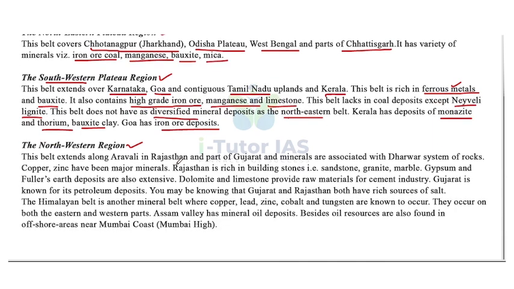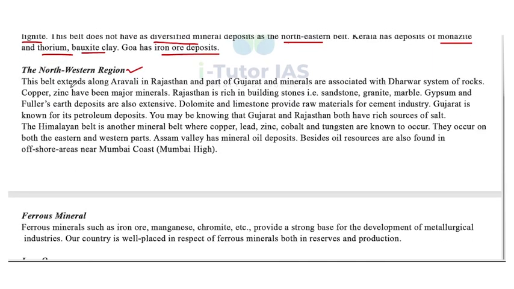Now the third one is the northwestern region. This belt extends along Aravalli in Rajasthan and part of Gujarat, and minerals are associated with the Dharwar system of rocks. Copper and zinc are the major minerals. Rajasthan is rich in building stones such as sandstone, granite, marble, etc.